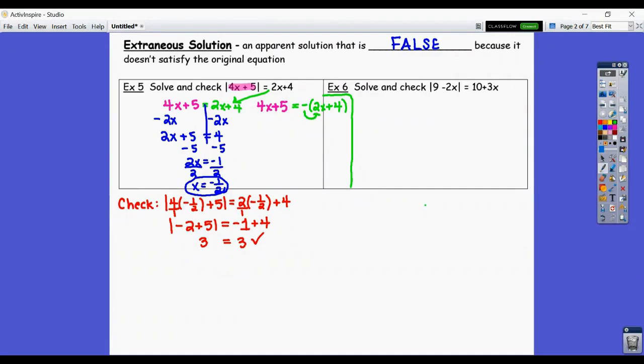So make sure to distribute the negative to both terms. It has to go to the 2x to make it -2x and the 4 to make it -4. And then my left side was untouched as 4x plus 5. We move my variables to one side, so I'll add 2x and then subtract 5 because I want to move that number over.